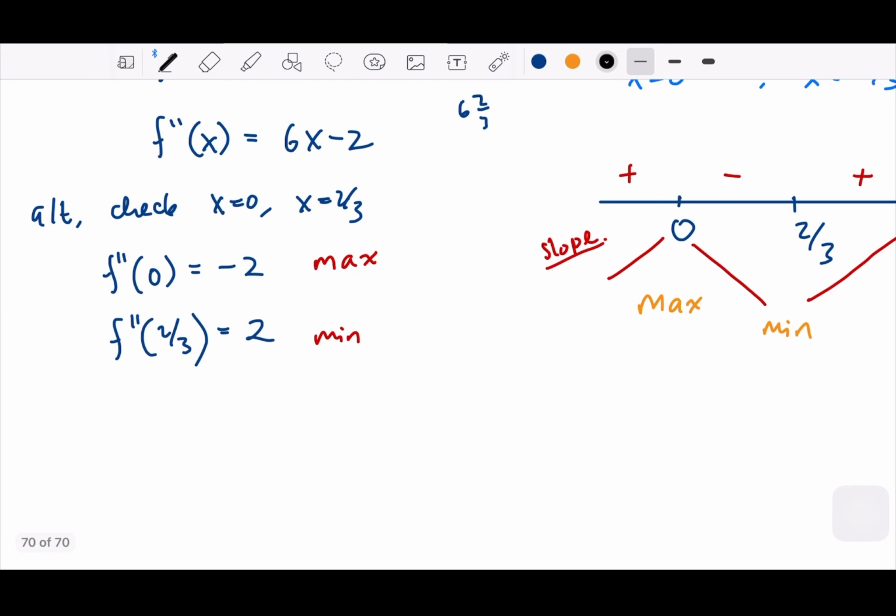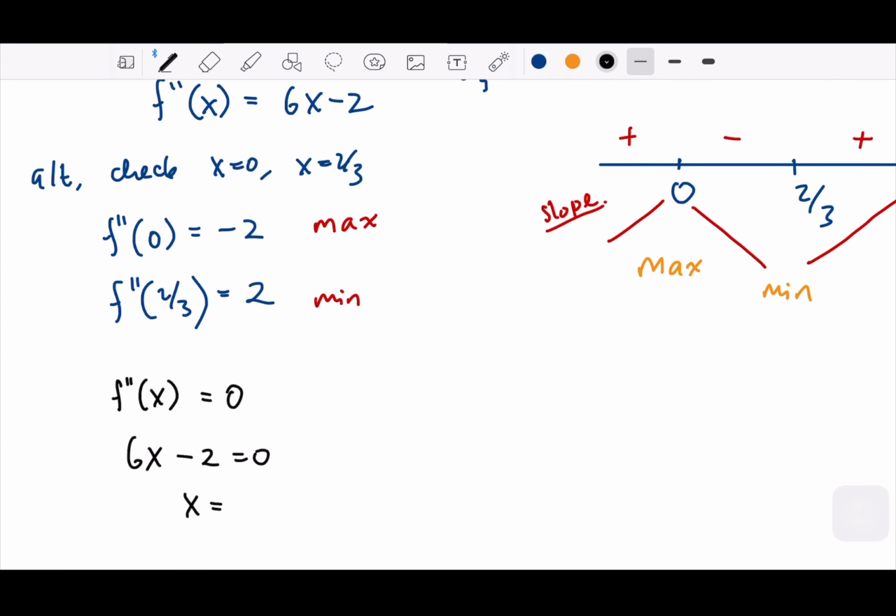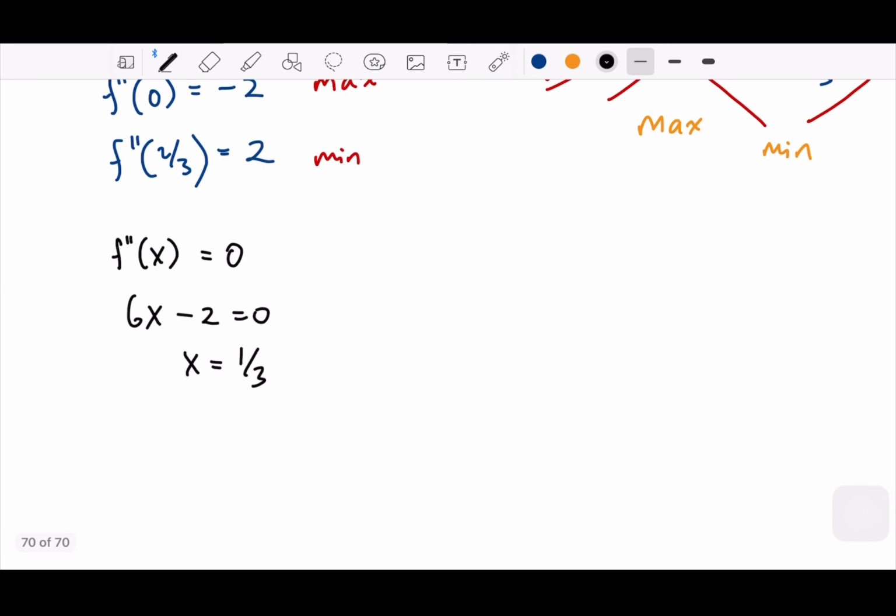Okay, and then the concavity. If we check the concavity, we need to check whether it equals 0. So 6x minus 2 equals 0. If we solve this, we have 1 over 3. Perhaps this 1 over 3 is our inflection point, but we are still not sure.